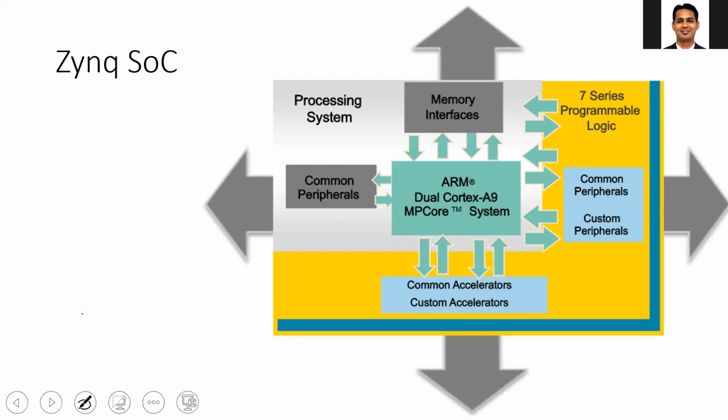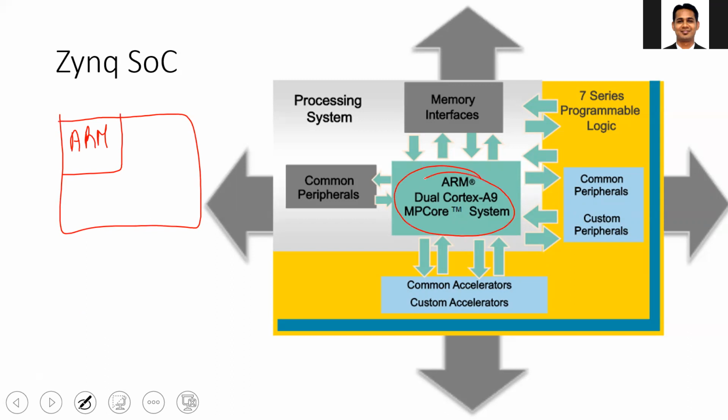So the Zynq SoC, as you can see in the diagram, consists of two parts. One is the ARM processor. It's a dual core ARM processor, Cortex A9 is the name of the processor, and the FPGA. So you can see that on a single chip, you have the processor and FPGA. This ARM processor is also called the PS, that is the processing system, and this is called the PL, that is the programmable logic.